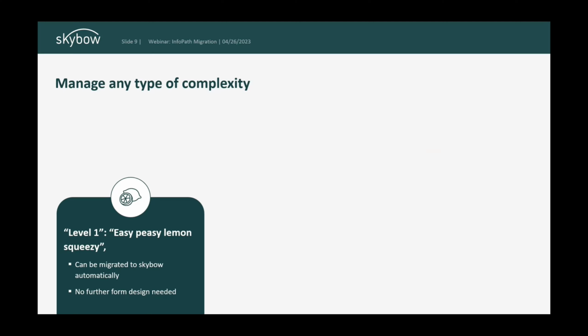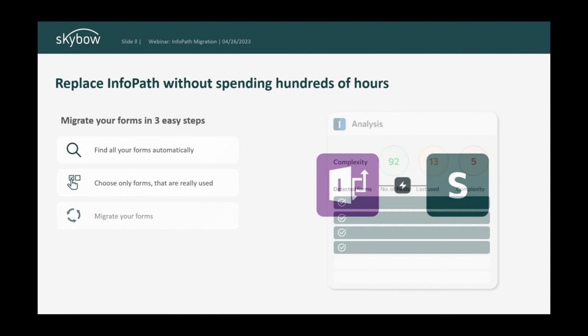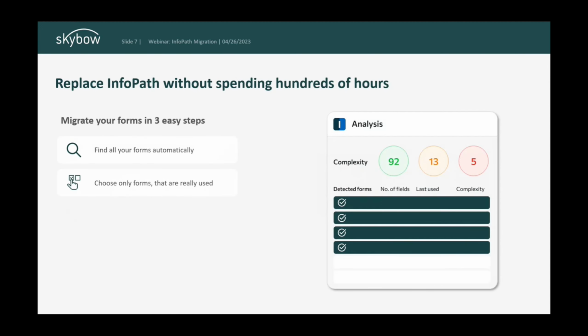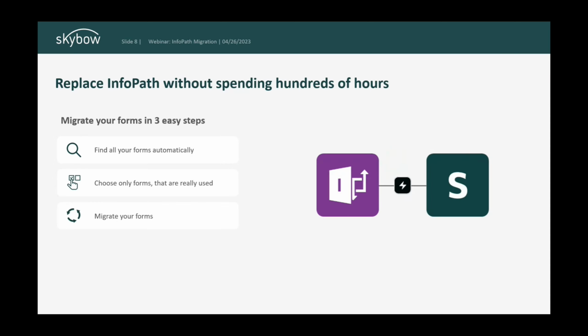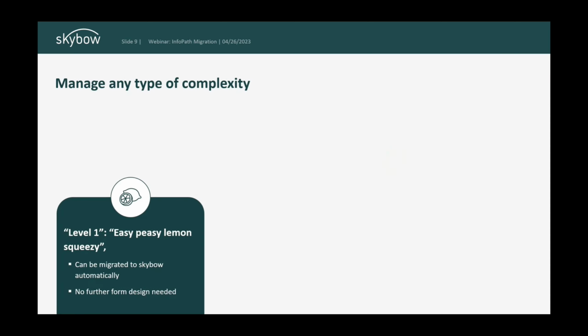We made a complexity chart and we said there are level 1, level 2, and level 3 forms. Depending on the forms that you have, you can also see that we can say which complexity you have and how many are easy forms, level 1, mid forms, level 2, and quite complex forms, level 3. Depending on that, your InfoPath migration process will change.